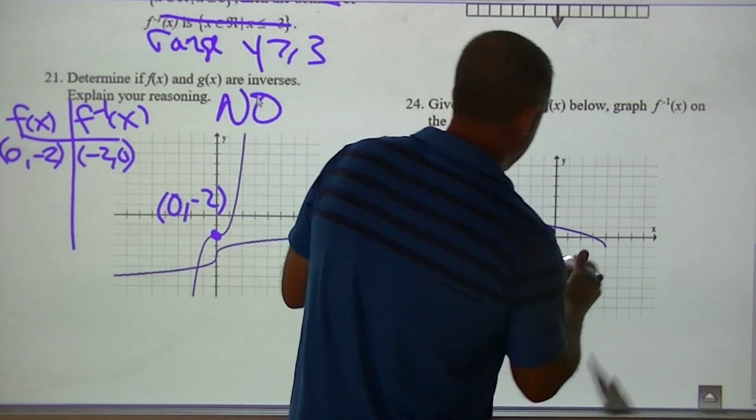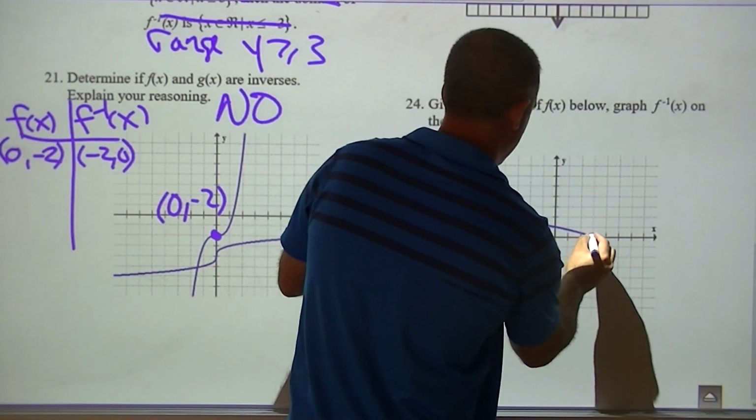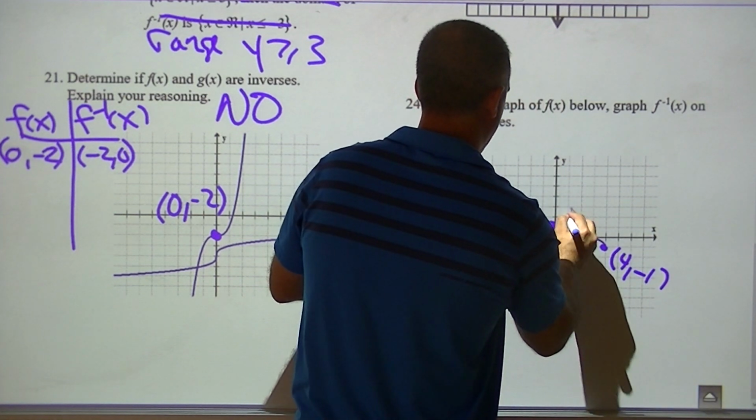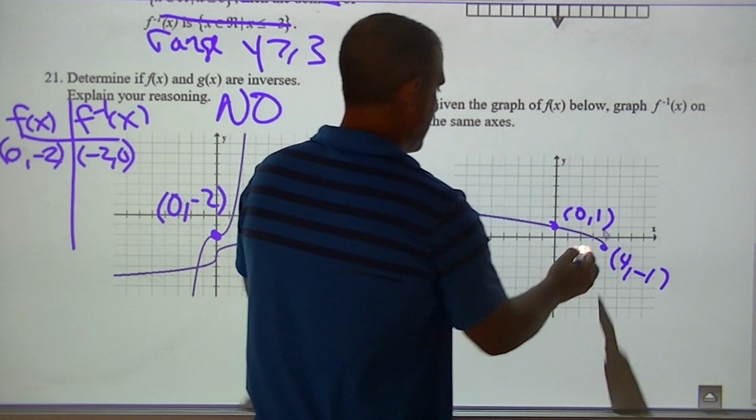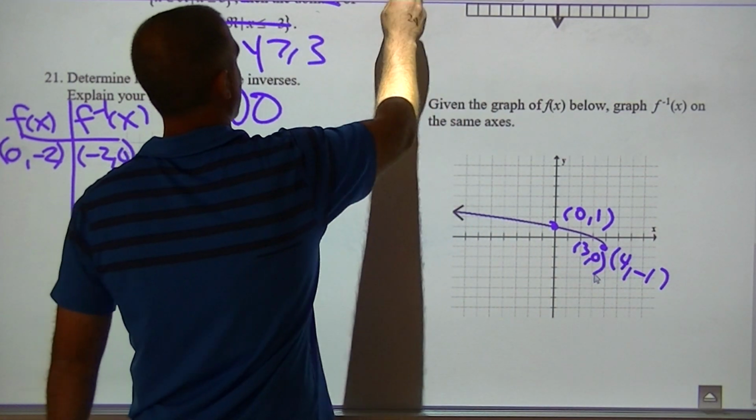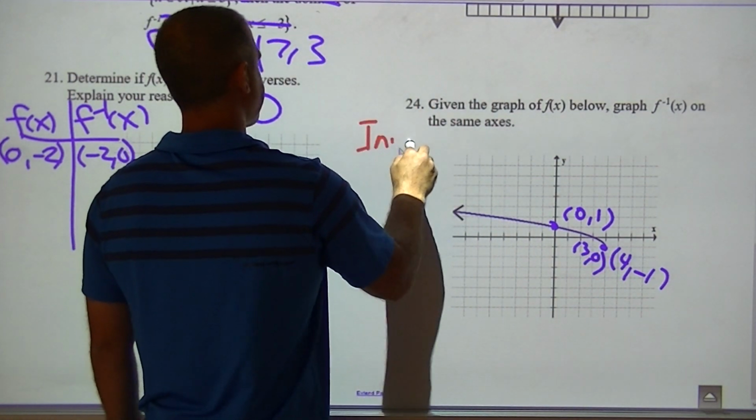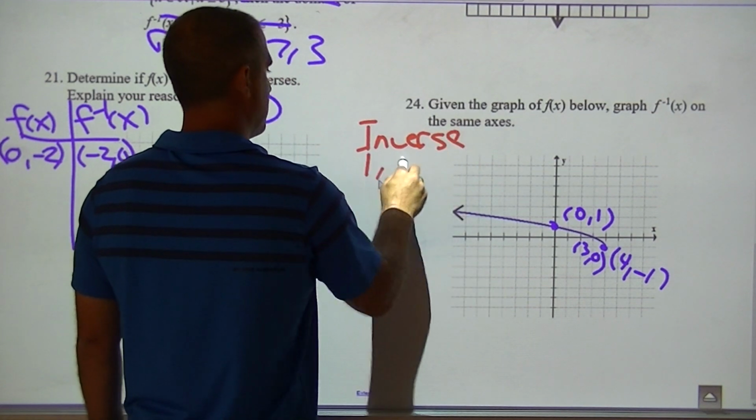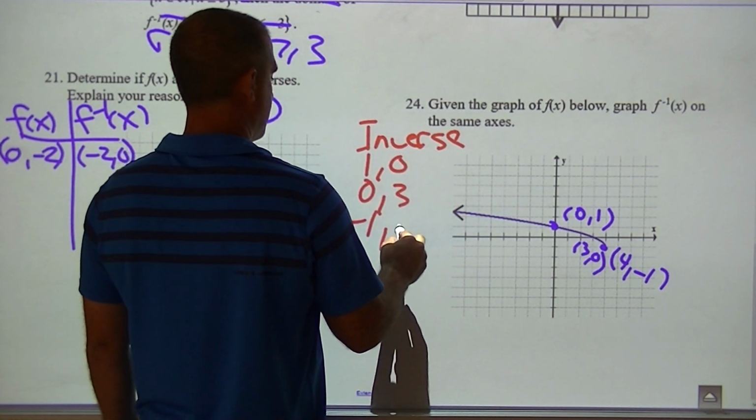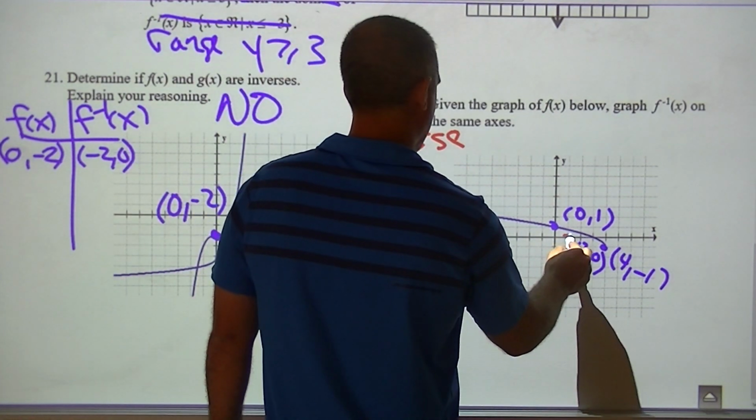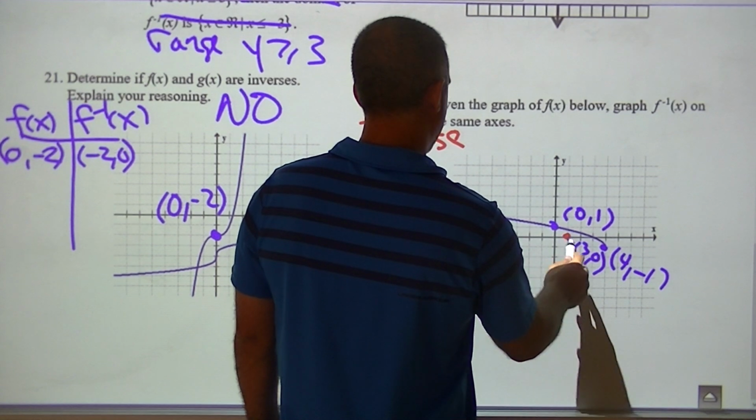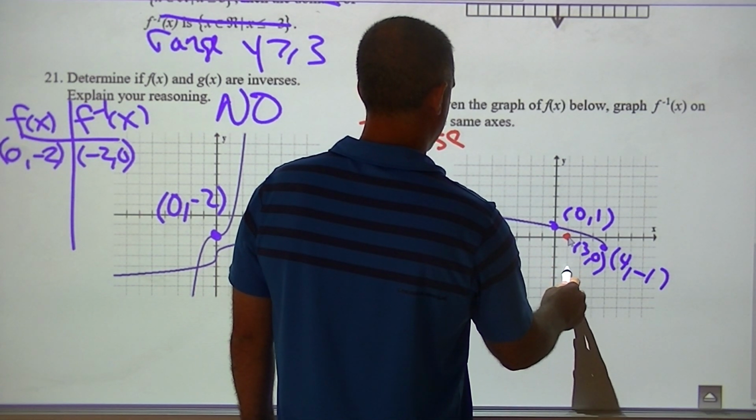Okay, similarly here, what I would do, that's 1, 2, 3, 4. That's 4, negative 1. That's 0, 1. And that's also 3, 0. So to get the inverse, I'll graph the inverse in red. The inverse would have to be 1, 0, 0, 3, and negative 4, negative 1, 4. So 1, 0 would be here.